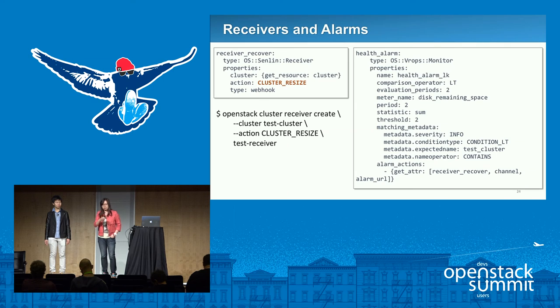And the last one, after the profile and template, is about the receiver and alarms. Here I showed how to build a vROps alarm. As we can see, we use the disk remaining space to trigger the alarm. If the VM system disk is less than 2 gigabytes, then we will call the receiver. The receiver is defined on the left side, and you can see the action attached to the receiver is cluster resize. Once the remaining disk space falls below the threshold, we can trigger the resize.